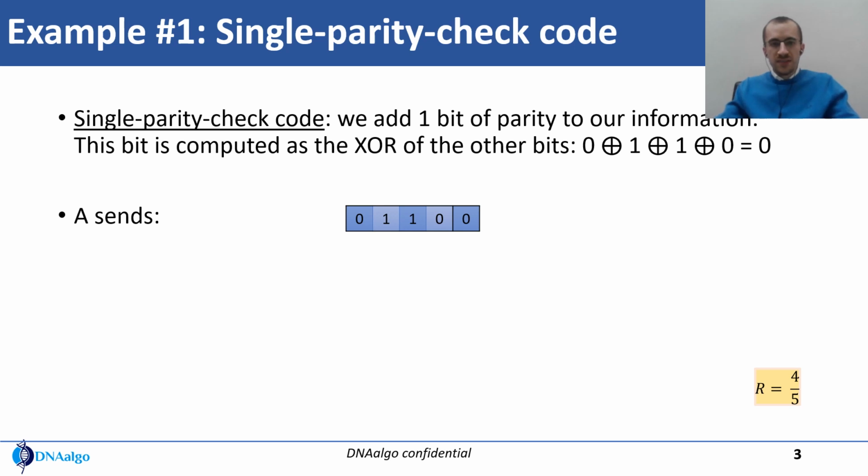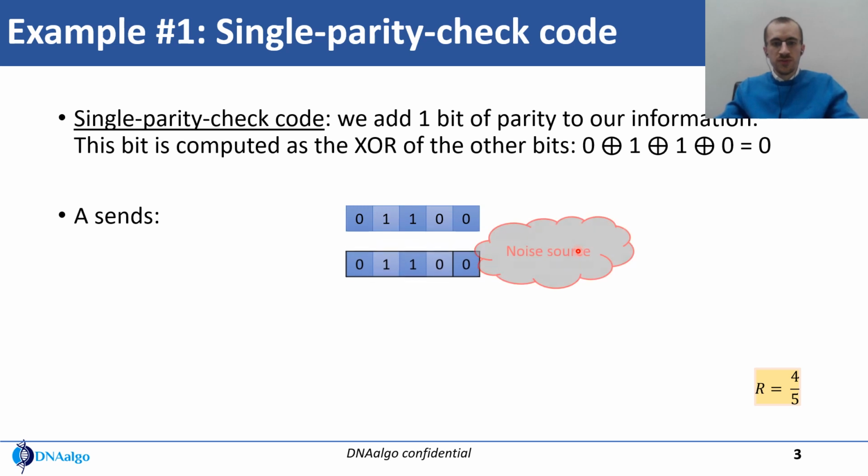So let's see a couple of simple examples. The first code is called single parity check code. If we use this code, we just compute one parity bit as the XOR of all the information bits. I remind you the XOR is just the sum modulo 2. So in this case, 0 XOR 1 XOR 1 XOR 0 gives 0 as a result. So this is what A sends.